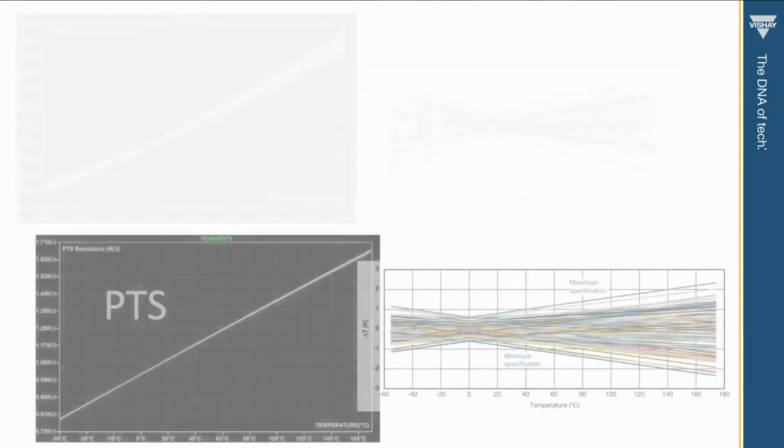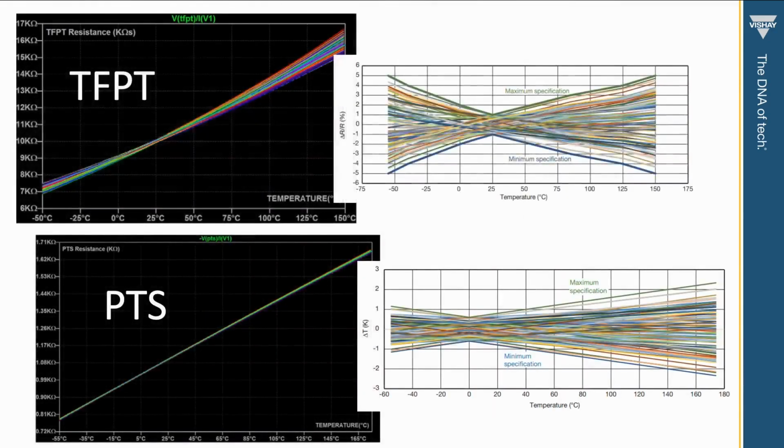Both exhibit positive TCR, temperature coefficient of resistance, which is used to correlate resistance to temperature for sensing and compensation applications. This positive TCR provides a more secure failure mode behavior, since any potential positive resistance drift will generate a higher temperature reading, averting the system from thermal runaway.